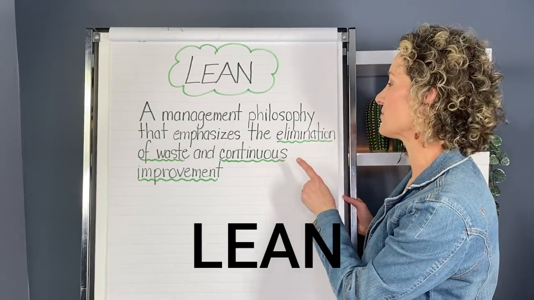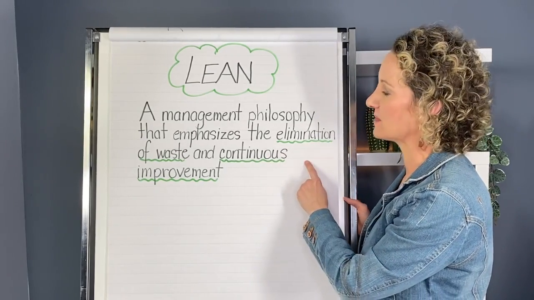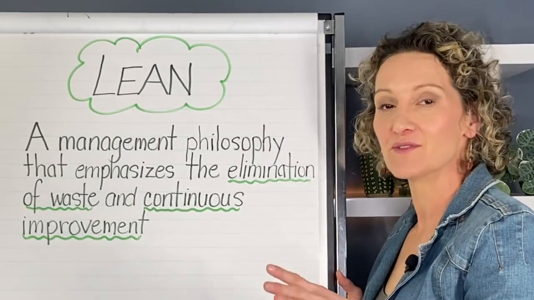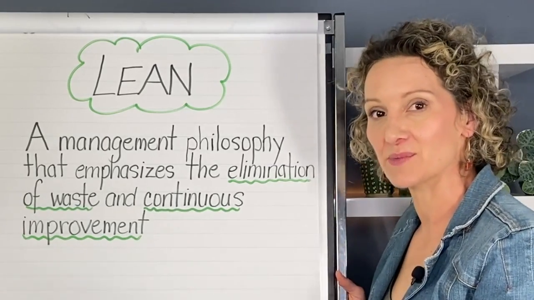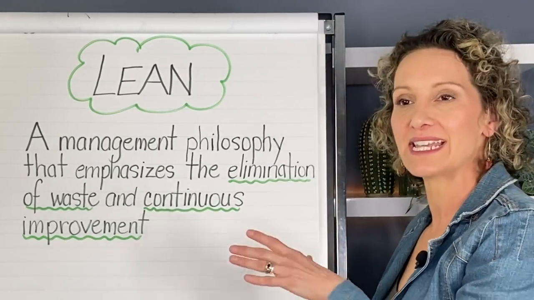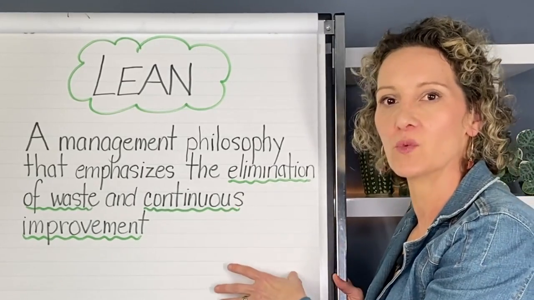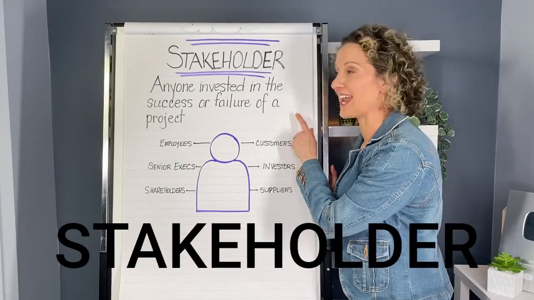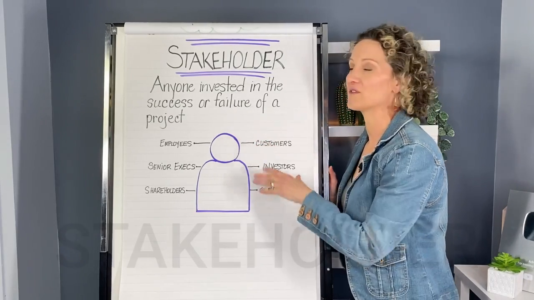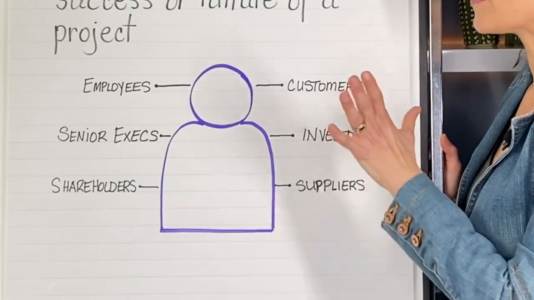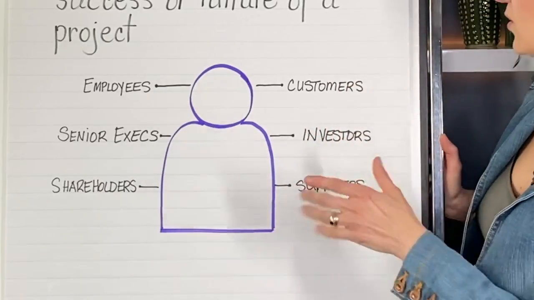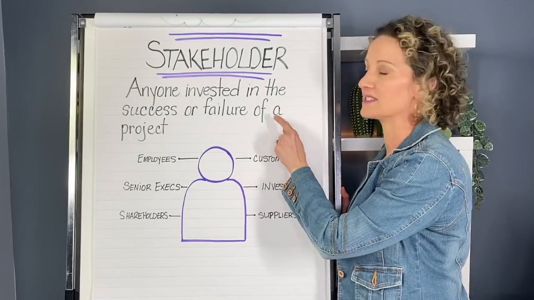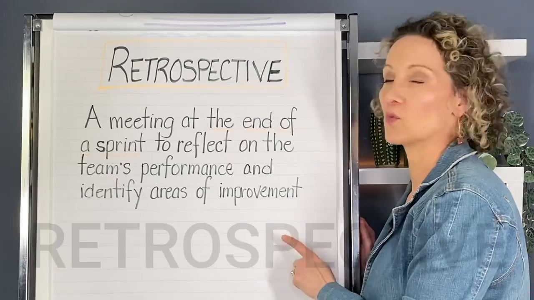Lean. It's a management philosophy that emphasizes the elimination of waste and continuous improvement. This stems from Toyota and is called the Toyota Production System, and it really is meant to examine the way you're working and be more effective and efficient. Stakeholder, anyone invested in the success or failure of a project. This can be employees, senior execs, shareholders, customers, investors, suppliers, anyone who is invested in its success.